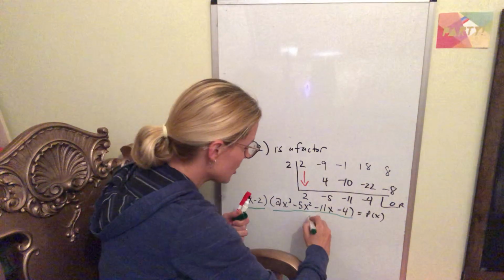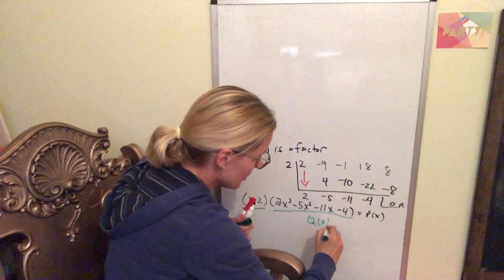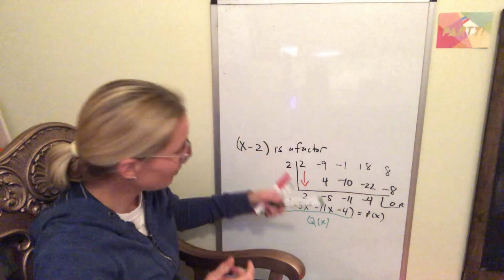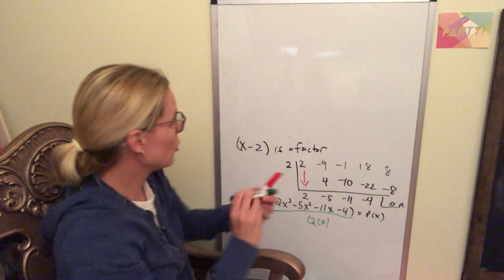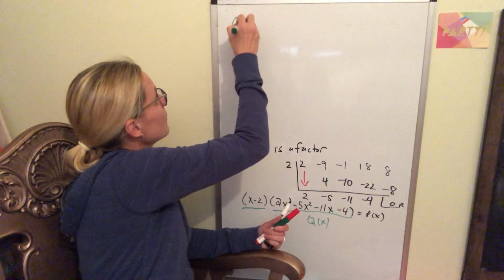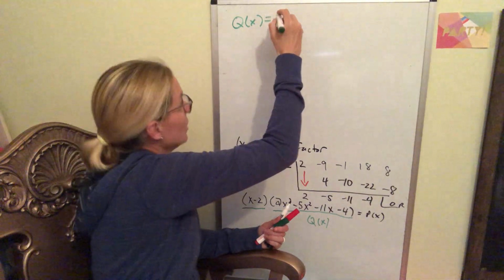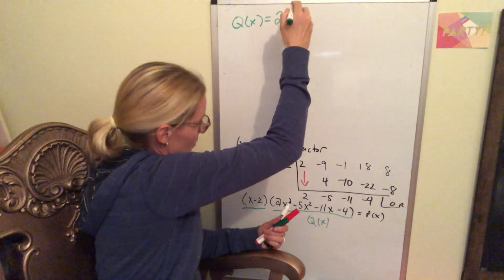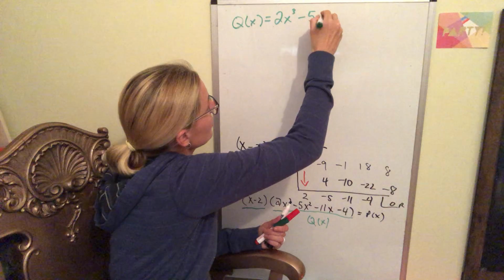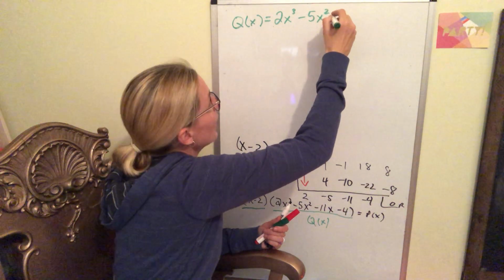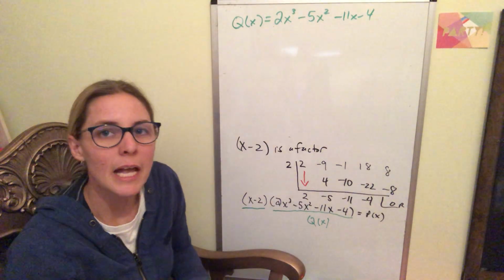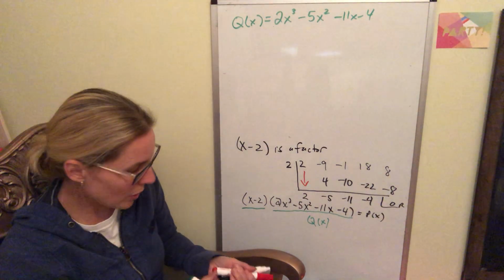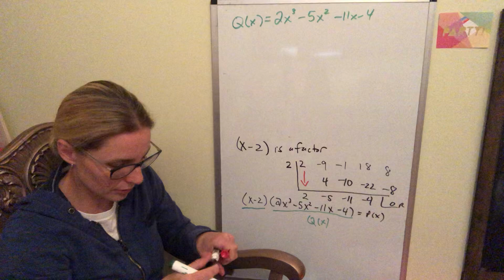We're going to call this cubic function q of x because guess what? Now we want to factor q of x. So we now have a new function which we've called q of x, and q of x equals 2x cubed minus 5x squared minus 11x minus 4. Okay, and with this function, we also want to find a factor.